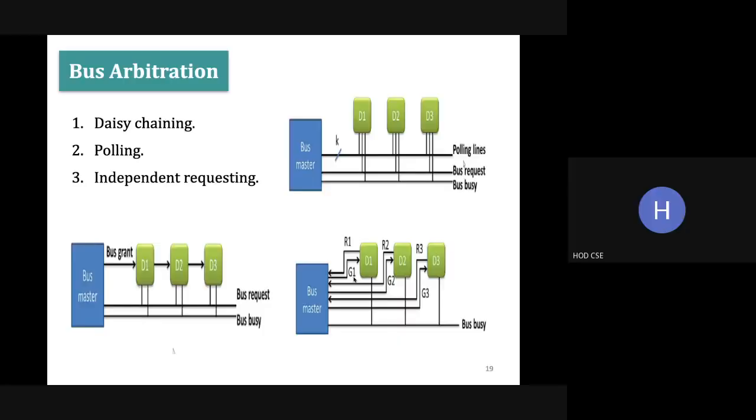And for independent request, this is the fastest method. Okay. And here the main disadvantage is the large number of request and grant lines. Creating that is very difficult. So that's all about this bus arbitration. Hope you understood this.